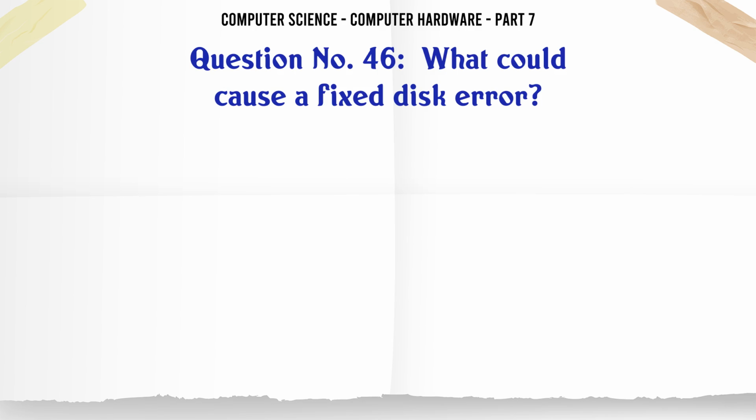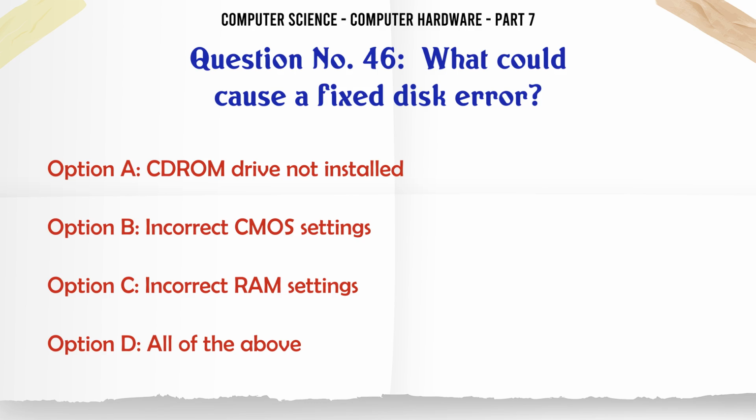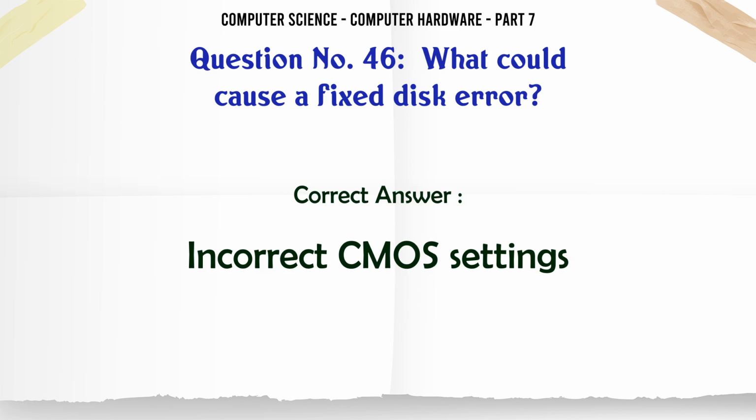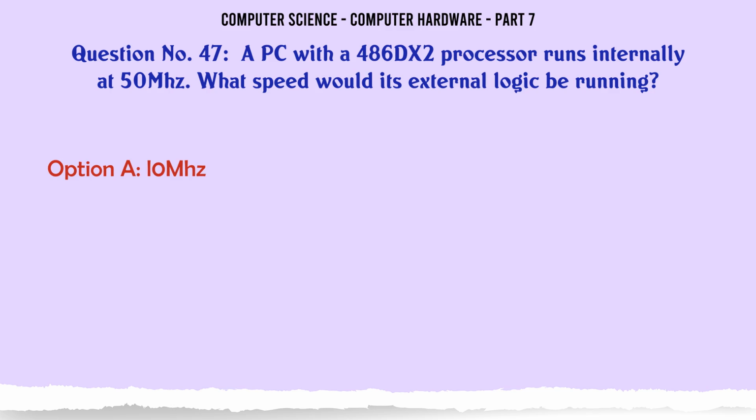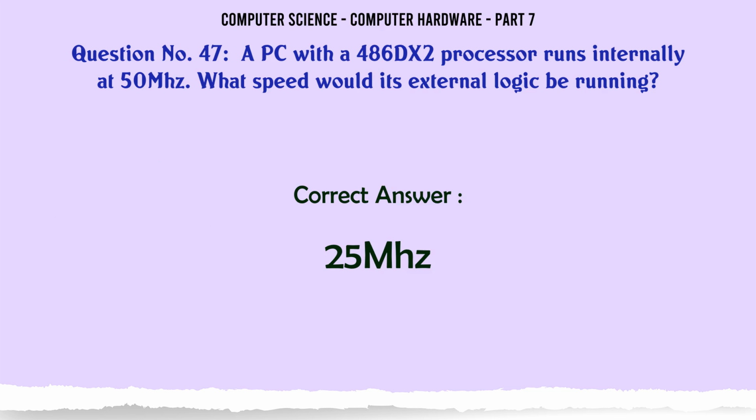What could cause a fixed disk error? A. DRAM drive not installed, B. Incorrect CMOS settings, C. Incorrect RAM settings, D. All of the above. The correct answer is incorrect CMOS settings. A PC with a 486DX2 processor runs internally at 50 MHz. What speed would its external logic be running? A. 0 MHz. B. 25 MHz. C. 50 MHz. D. 100 MHz. The correct answer is 25 MHz.